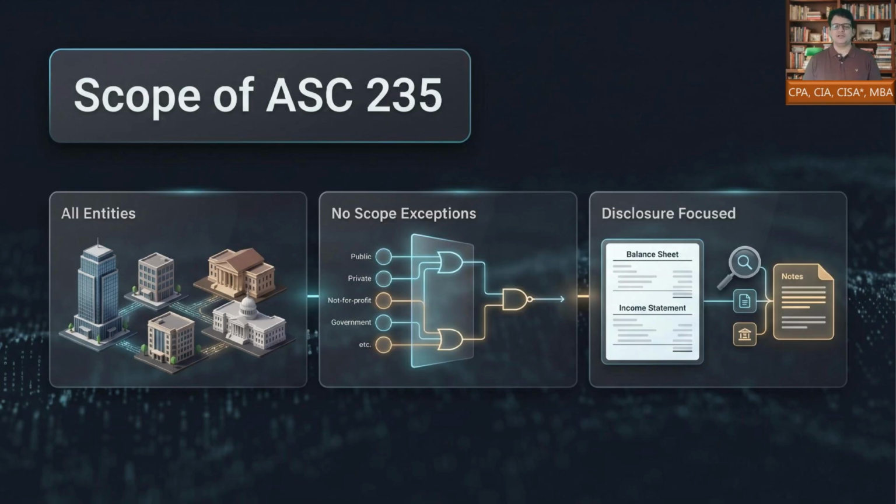ASC 235 affects the notes. It does not change recognition, measurement, or the presentation of numbers on the face of the statements. That is a key exam point. If a question asks whether ASC 235 changes the amount recognized, the answer is no. It explains accounting policies in the notes. Disclosure is powerful, but it is not magic. It cannot turn a wrong recognition decision into a right one.